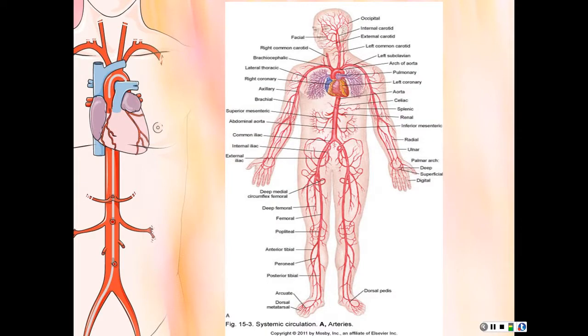This picture is just to remind you of the names of the vessels, because you'll need to know them and know where to get these pulses, like the popliteal, the dorsalis pedis, the posterior tibial pulse, etc. You'll need to know the names.